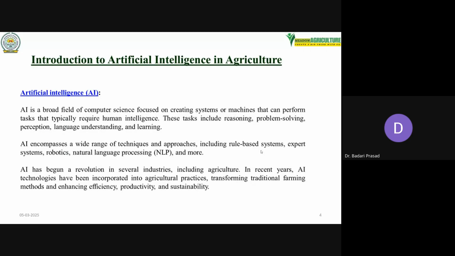This has become a revolution in several industries, including agriculture. In recent years, artificial intelligence technologies have been incorporated into agriculture practices, transforming traditional farming methods and enhancing efficiency, productivity, and sustainability. We are well aware that apart from agriculture, all the other sectors have been using artificial intelligence, and very recently we have started using these techniques in agriculture. Once we have incorporated this technology, now everywhere we are seeing how best we can include it for increasing our yields.